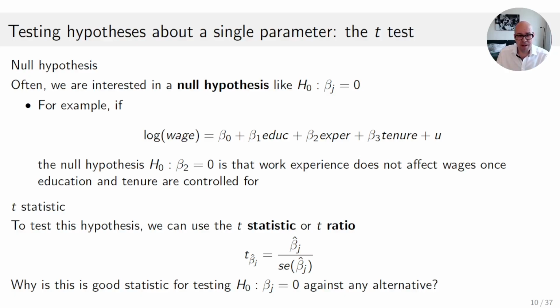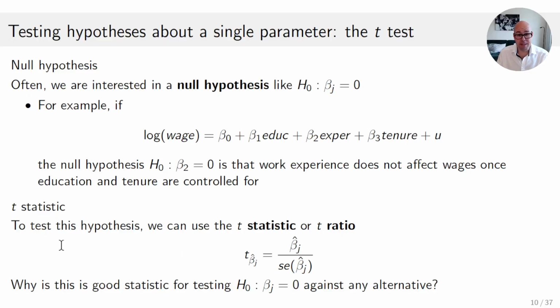So this is a classical way of writing down a wage equation, semi-elasticity, functional form, if this rings a bell. So we might want to test the null hypothesis that beta 2 is equal to 0. So that means that work experience, which is this variable here, xper, does not affect wages once we have education and tenure in the model.